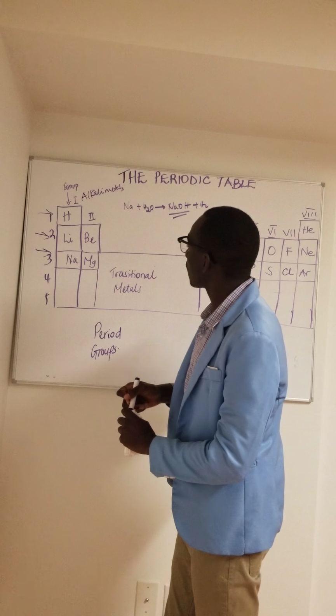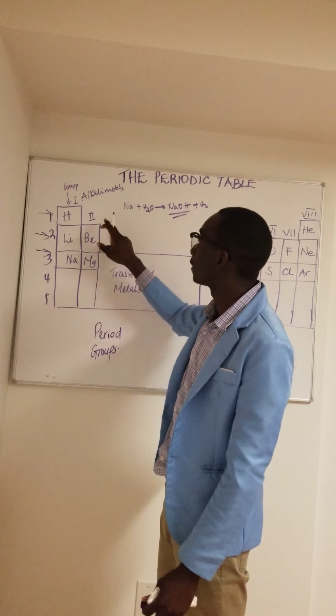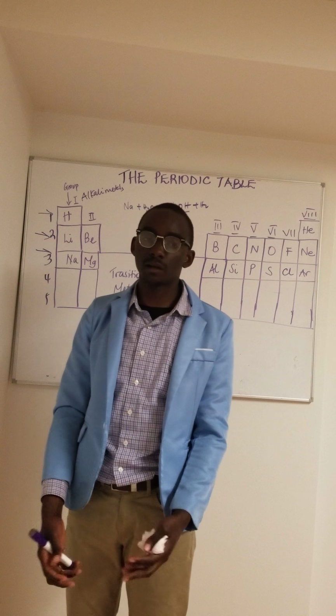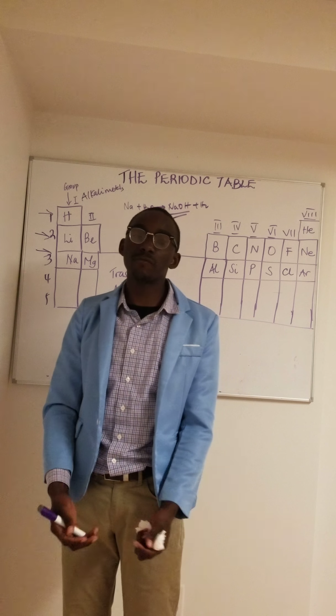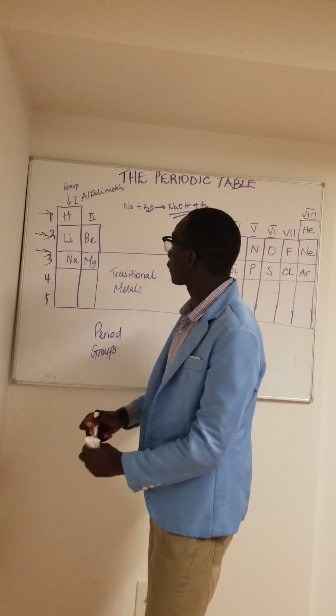Group 2 elements are called alkali earth metals. They also react with water to form an alkali solution, but the reason why they have earth in the name is that they are most abundant in the soil; we mine them, we get them from the soil. That's why they have the word alkali earth metals.